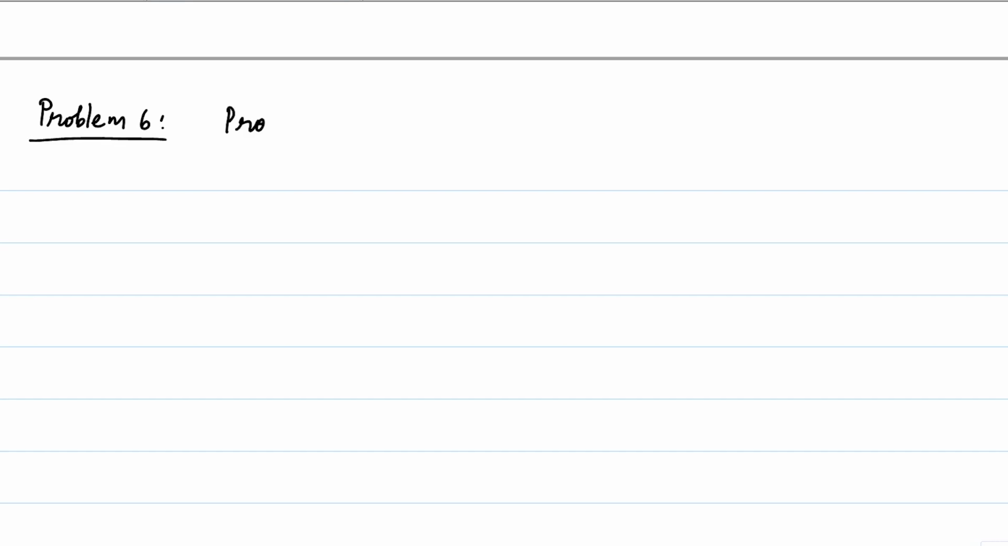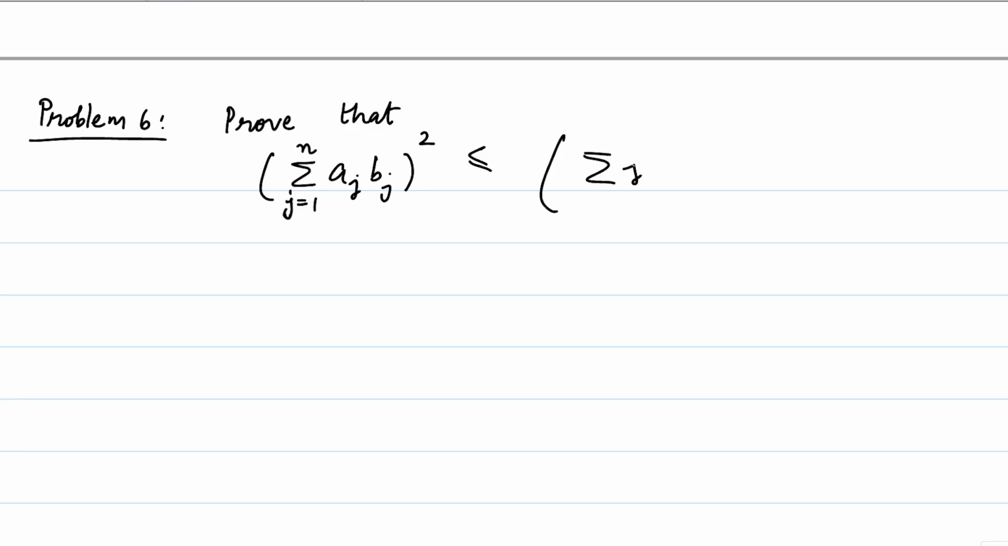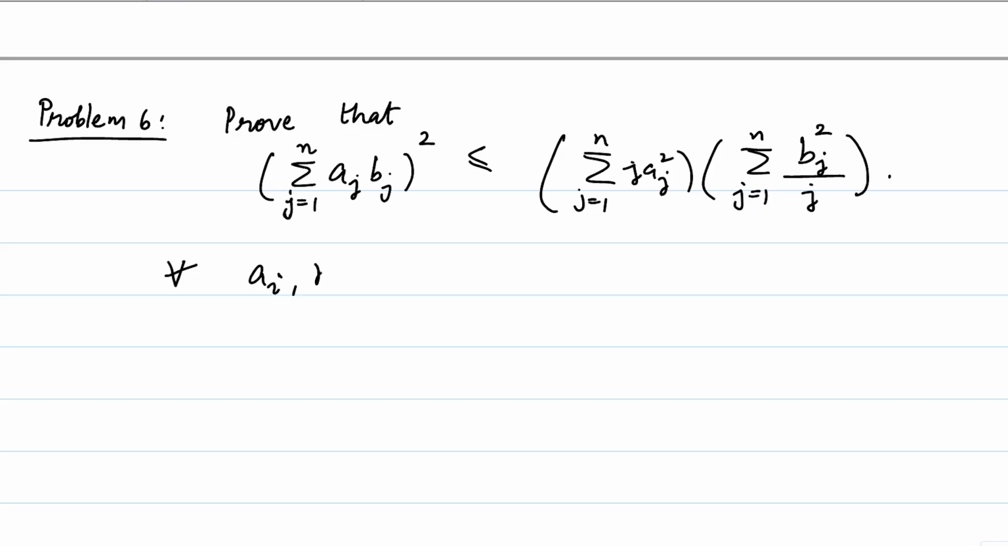So prove that the summation of aj bj, j equal to 1 to n, the whole squared, is less than or equal to the summation of j aj squared, where j is taken from 1 to n, times the summation of bj squared by j, where j is equal to 1 to n. This is true for all ai comma bi in R, where i is equal to 1 to n.